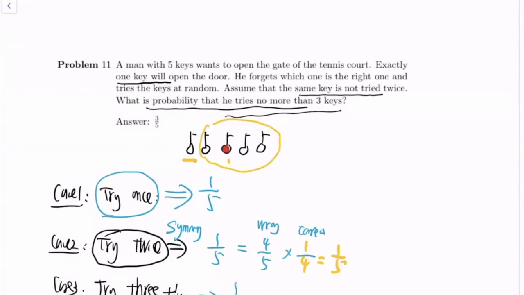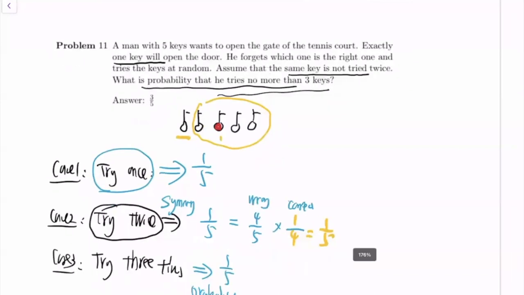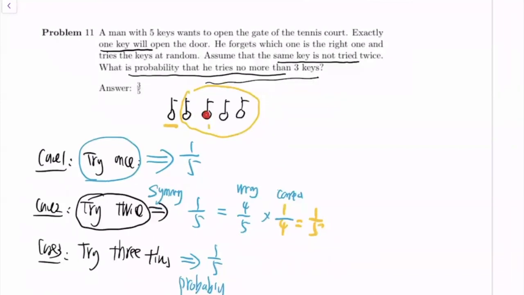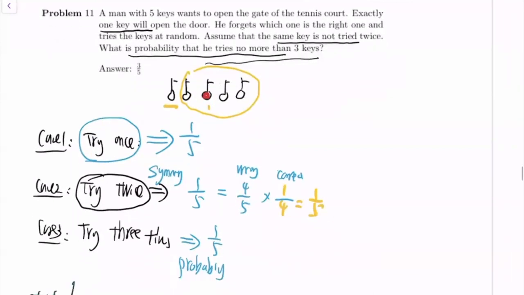So here I was talking about the probability. All right, so then you see the total will be 1/5 times 3, so it's 3/5.